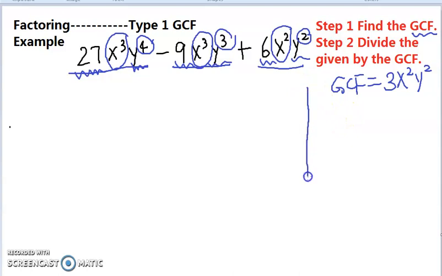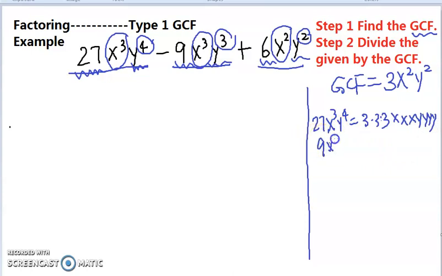So the slow way will be breaking down everything. So for example, you're going to have to break down 27x cubed y fourth as 27 is 3 times 3 times 3. x cubed will be 3 copies of x, so x, x, x. And y fourth will be y, y, y, y, 4 copies of y. And then you break down 9x cubed y cubed, and 9 will be 3 times 3, so we're going to line up the 3's. And x cubed will be 3 copies of x, line up the x's. And y cubed will be 3 copies of y, line up the y's.